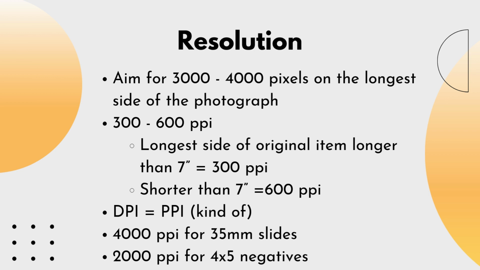The other thing to note is if you're talking about slides or negatives, because those originals are much, much smaller, you scan those at a much, much higher PPI. So 4,000 for 35 millimeter slides, or 2,000 for 4x5 negatives.